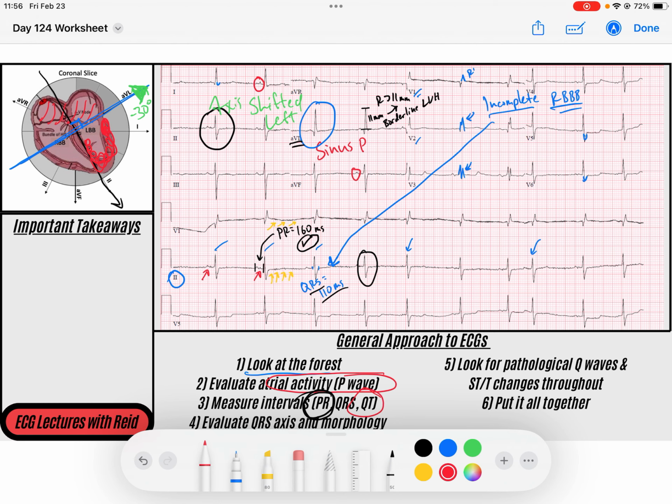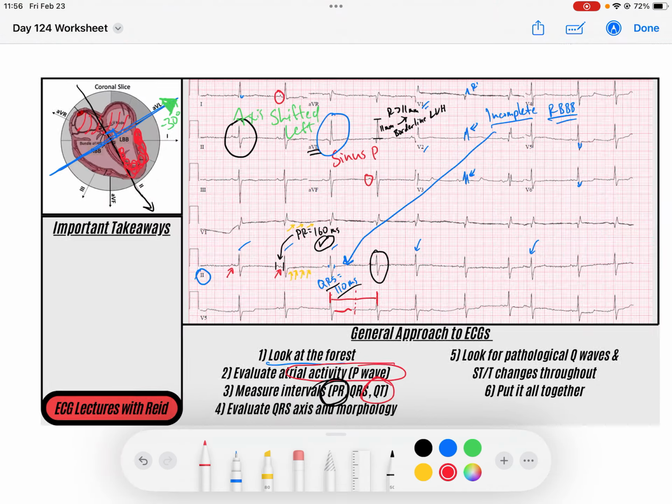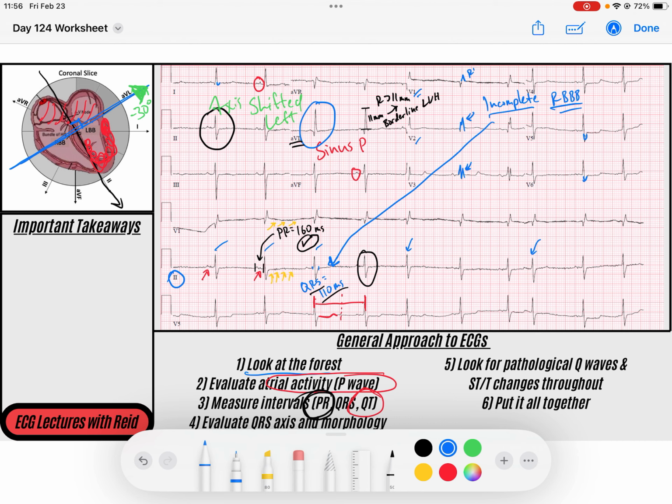Let's take a look at our QT interval, right? I can just look in between 2 R to Rs, maybe this one, and you can see my QT. If I look kind of right down the middle, my T wave ends definitely by the midway point, so good QT interval. I look for any pathological Q waves or ST and T wave changes.